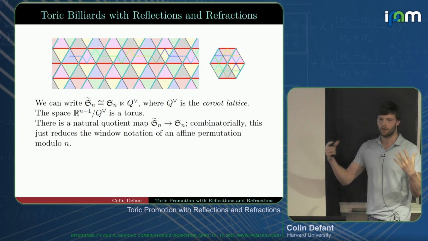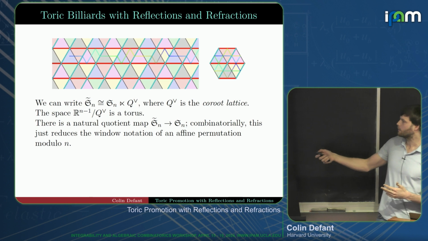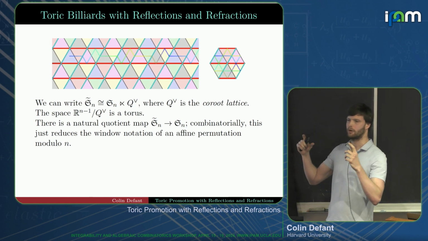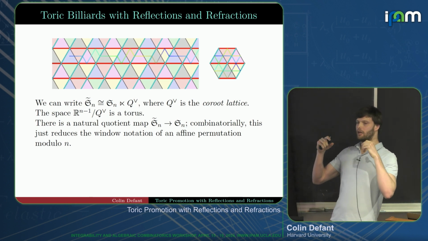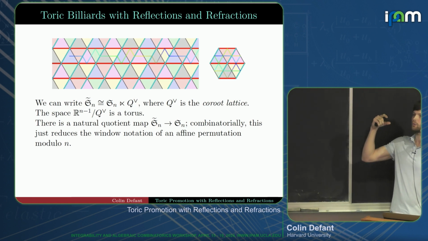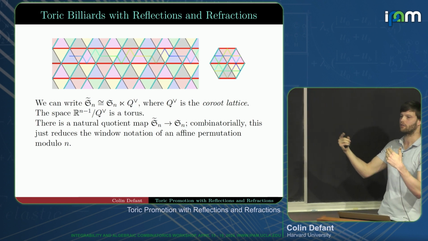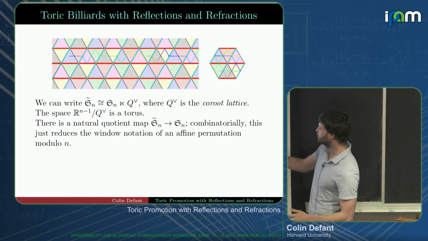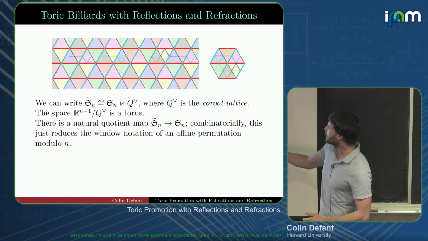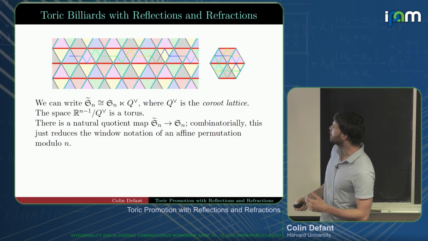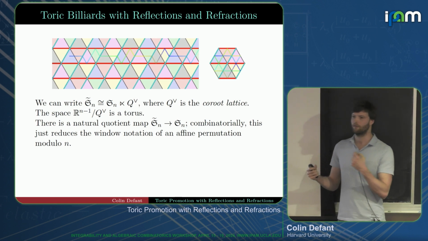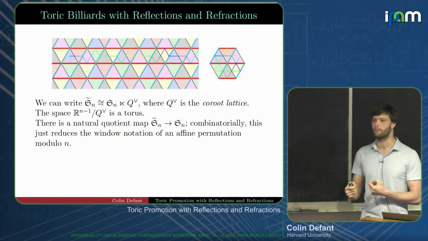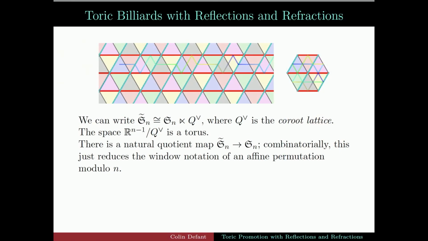If you want to think about this combinatorially, you can think of the elements of the affine symmetric group as affine permutations. And each affine permutation has a window notation. And if you reduce the window notation mod n, that just gives you a permutation. So that's what this map is doing on the combinatorial level. But in terms of this picture, I've colored the alcoves different colors so that two alcoves have the same color if and only if one of them is a translation of the other by a co-root vector. And then this quotient is just identifying alcoves of the same color. So I get this picture here.